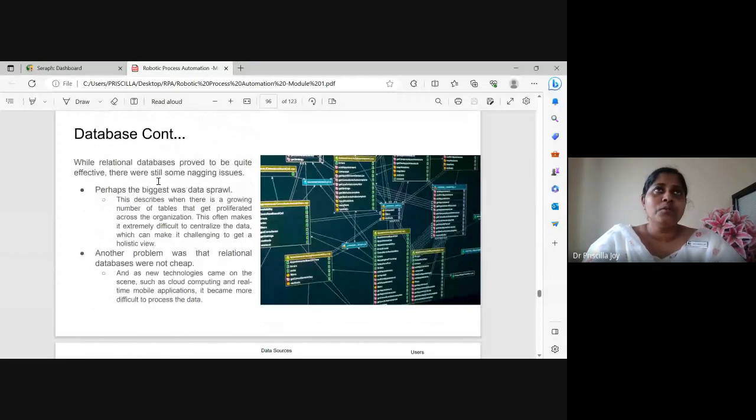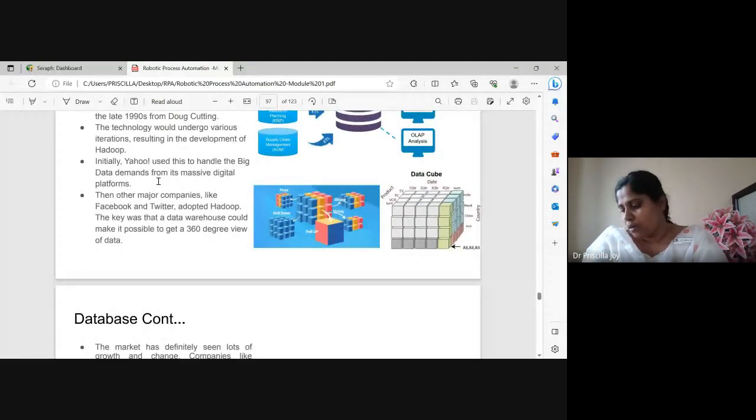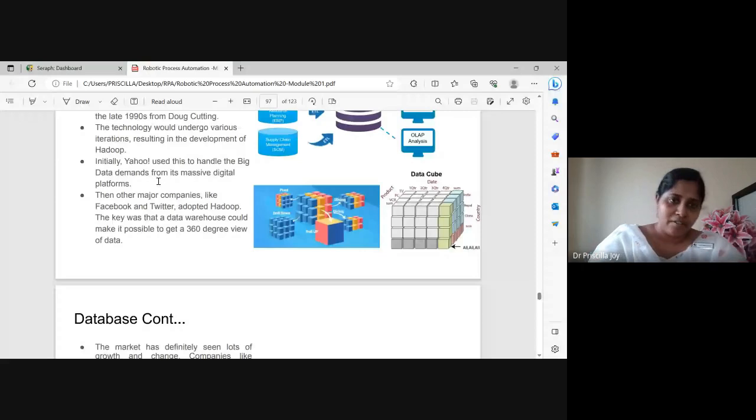In addition, there is another disadvantage of relational databases. Nowadays, as we know, many clouds and other things are emerging, and the management of relational databases there is charging a huge amount. So we need to keep in mind that we need an alternative approach.